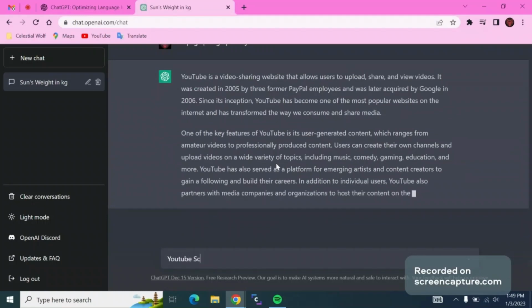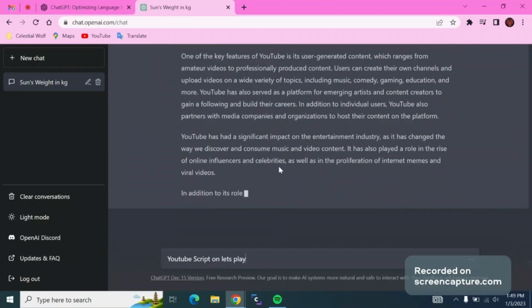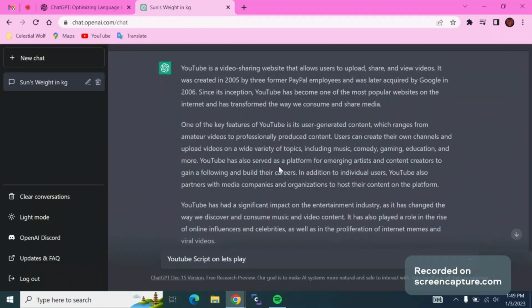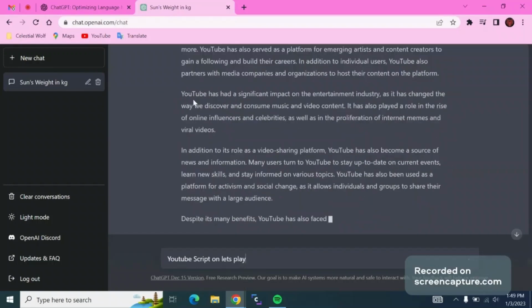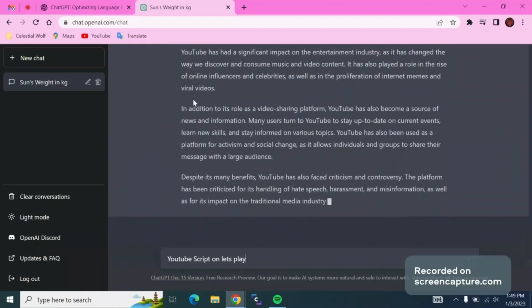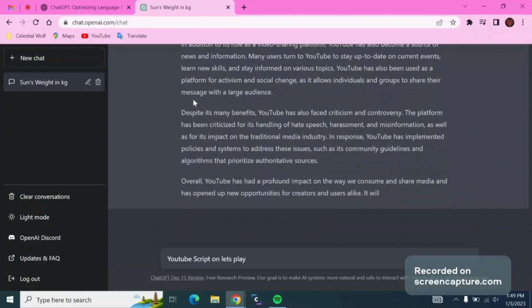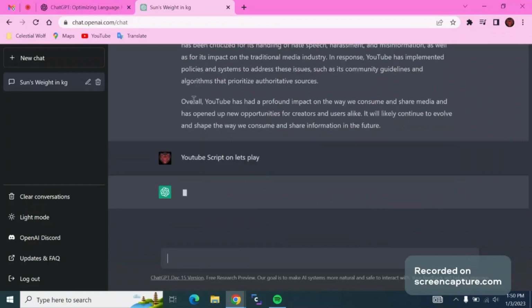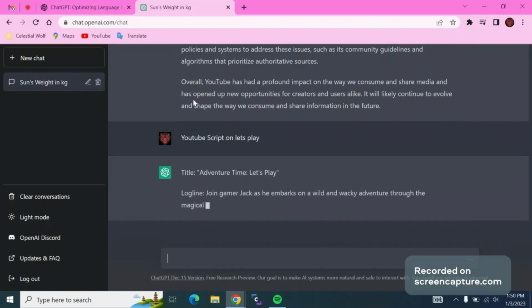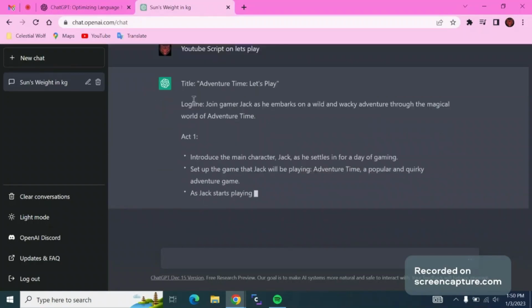Or a YouTube script on Let's Play. Let's do that. So it talks about YouTube, founded by 3 former employees and acquired by Google in 2006. YouTube was originally founded as, you know how there are dating apps or ways of finding friends for college students, it was originally made for college students. It's thinking Adventure Time, let's play. So yeah, it's great. Now let's see if it can do math equations or draw us a picture.